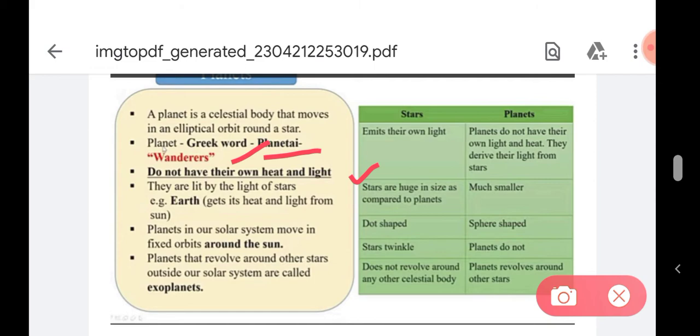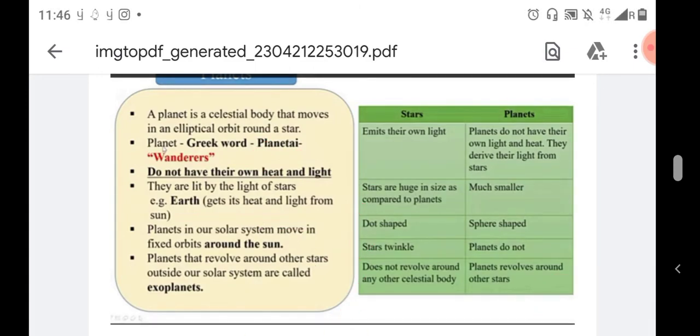And planets in our solar system move in fixed orbits around the sun. तो उसके चारों तरफ घूमते हैं. And planets that revolve around a star outside our solar system are called exoplanets, okay students.